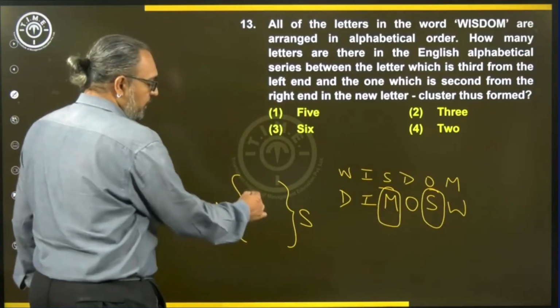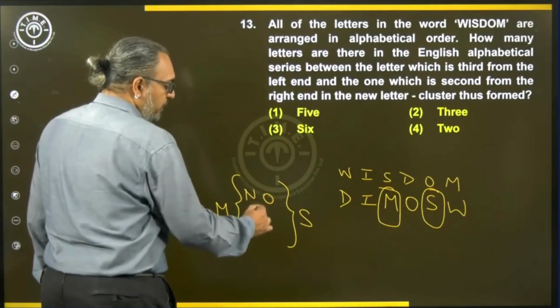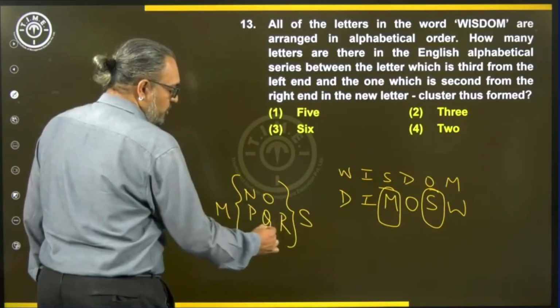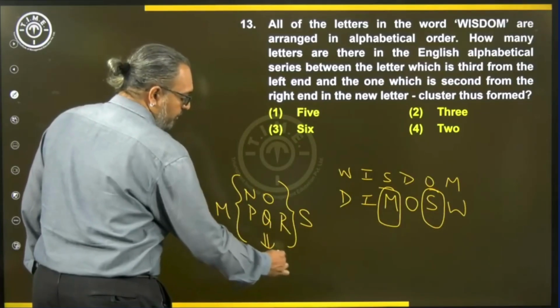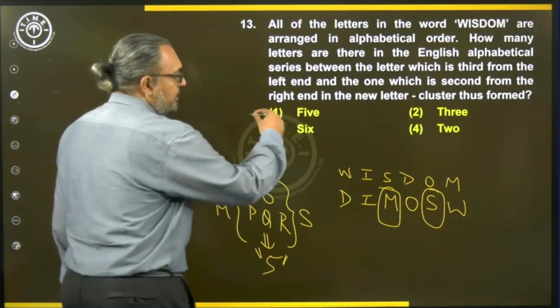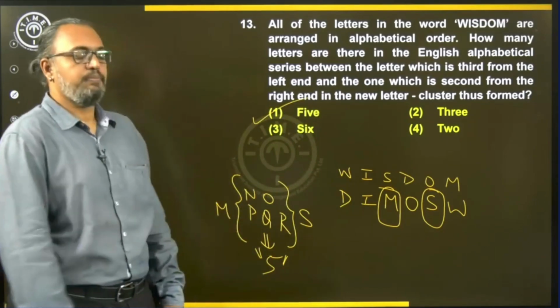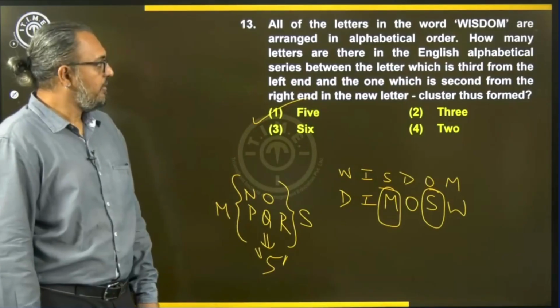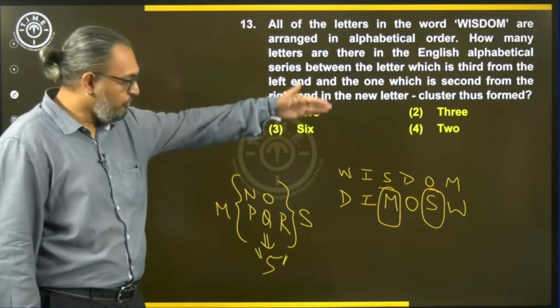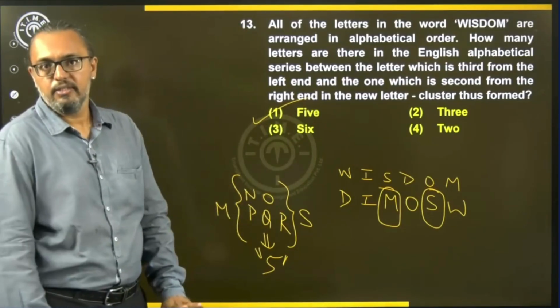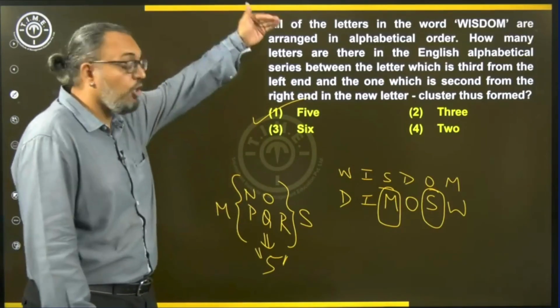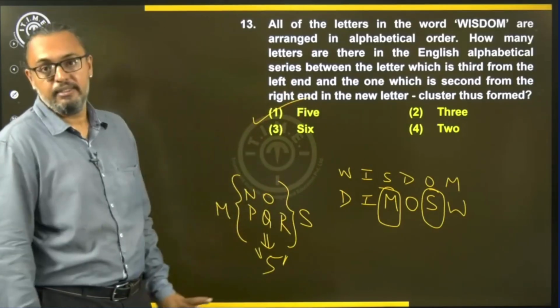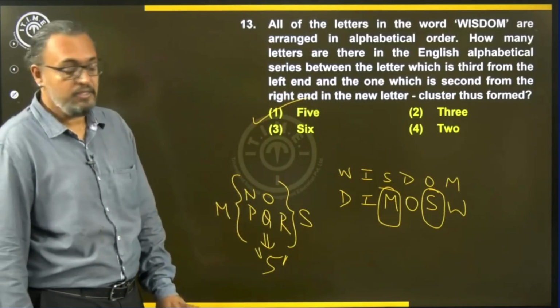So, you count. We have N, O, P, Q, R. So, total how many are there? There are 5 letters between, and that's available in first option. Correct? So, understand the instructions, follow accordingly, you will get your answer. Okay, ensure that you are reading them only once and getting it done. Got it?